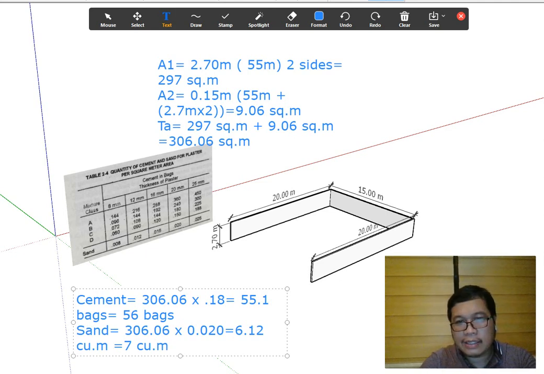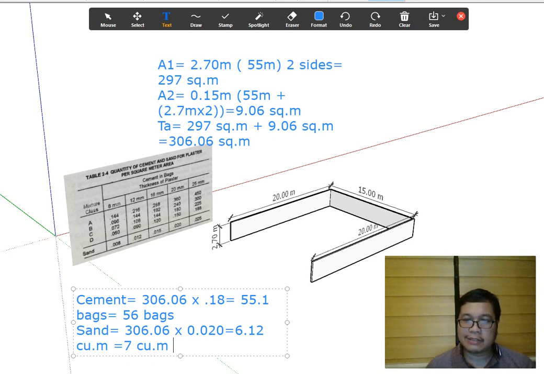So that's it, class. That's the basic method in computing for the total number of bags of cement and the total quantity of sand you're going to use for your plastering.